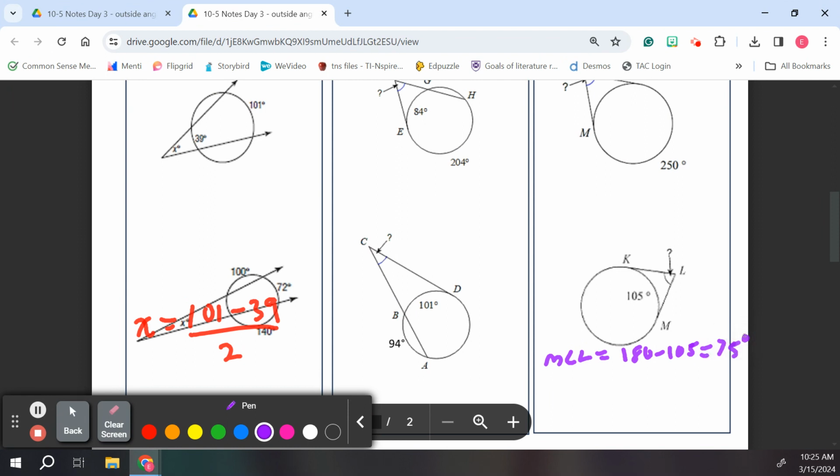Now, if you like just the fact that you can do one equation all the way through, there's nothing wrong with that. You're still going to find this arc right here. And 360 minus 105 gives us 255. Or you can do the measure of angle L equals 255 minus 105 divided by 2. In the end, that also gives you 75 degrees.